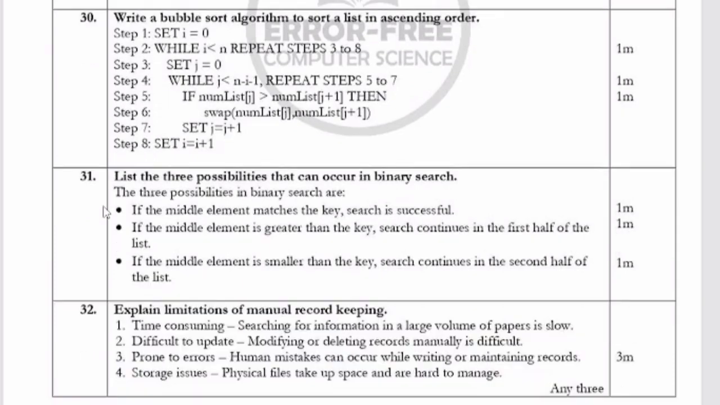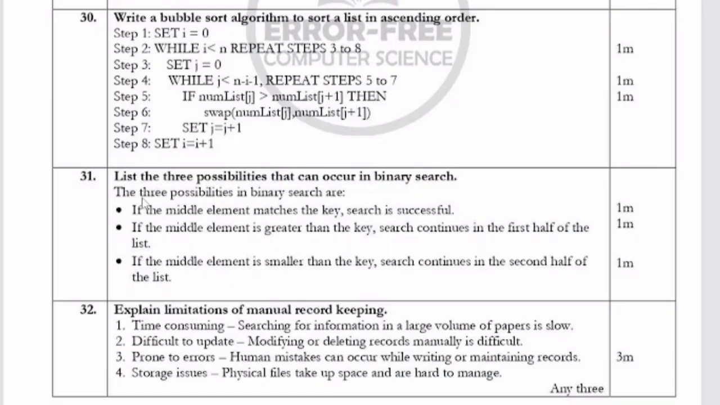30th question. Let us go to the 30th question. Write a bubble sort algorithm to sort a list in an ascending order. Obviously we are using many sorting techniques like bubble sort, selection sort, insertion sort. Okay, so you have to practice this algorithm, which is of 8 steps, where we are using a nested while loop. Please practice.